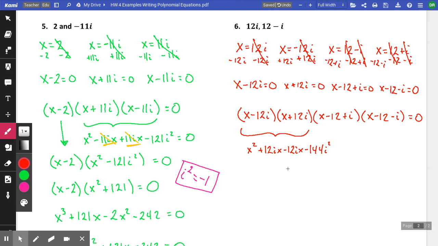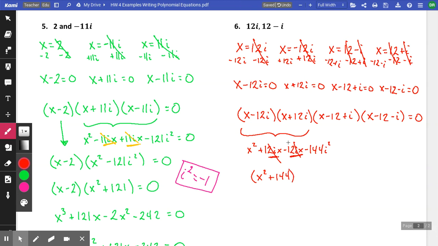We notice in the middle, these terms cancel each other. And so we get x squared minus 144 i squared. Remember, i squared is negative 1. And so this is negative 144 times negative 1, which is plus 144. Okay, there's our first factor.